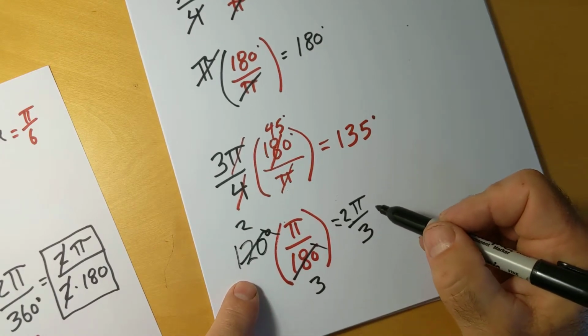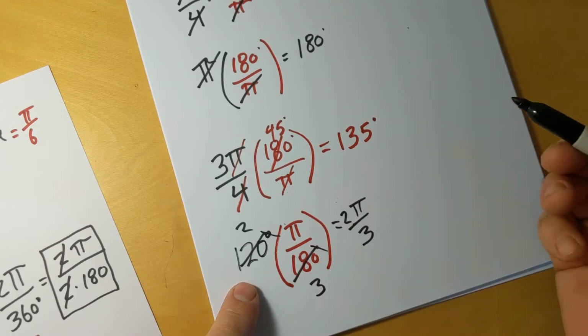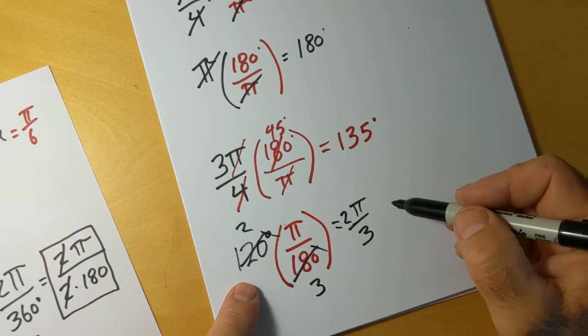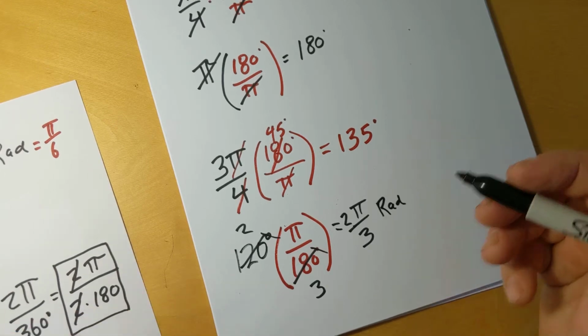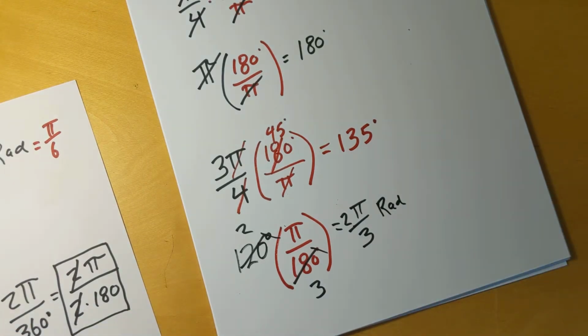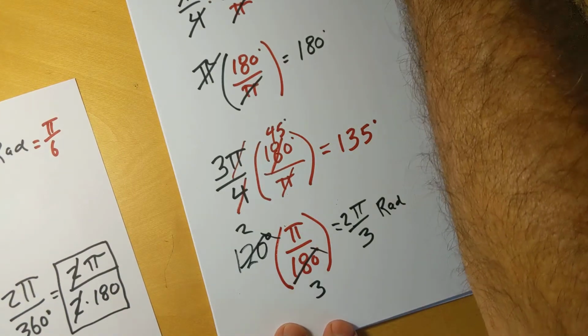Again, I don't need to write radians on here because it's implied it's in radians because radians are unitless. If I wrote radians on here, it's just kind of a placeholder, but it's kind of redundant. Okay, so that's how you convert radians to degrees and back again.